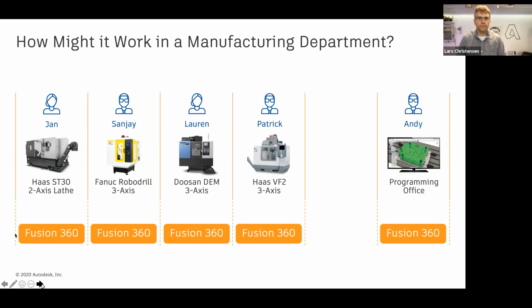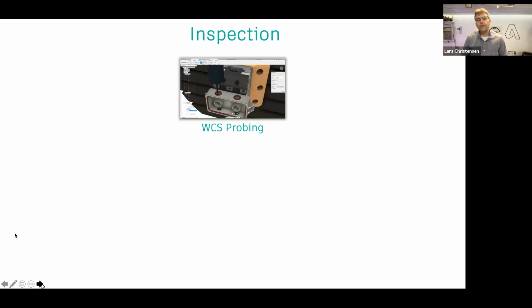Now let's look again at Patrick. We started out with him. Patrick is using the core of Fusion 360. And one of the things on most Haas machines is a spindle probe. That's an option you can buy with a Haas machine. And with the core of Fusion, we have something called work coordinate system probing. So Patrick can take the material, put it in the machine, and utilize that probe to tell the machine where that material is placed on the table.